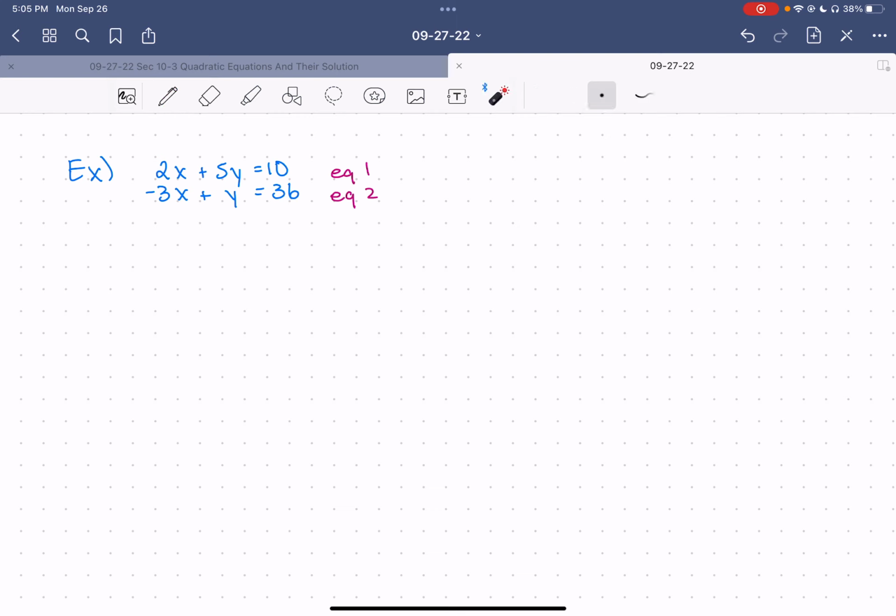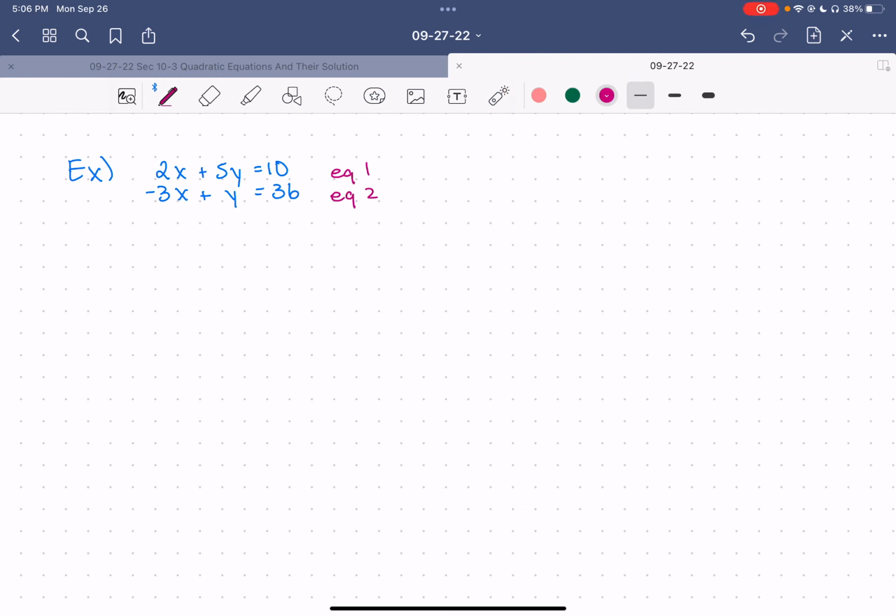Whenever I do this, so you can follow my work, and I would appreciate it actually on tests and homework if you guys did the same thing so I can follow your work. I label my equations. Right away, I just called this first equation, equation 1, this equation, equation 2. Now, if I look at these equations, this variable right here has a coefficient of 1. I'm going to go for this guy. I'm going to take equation 2 and solve for y.